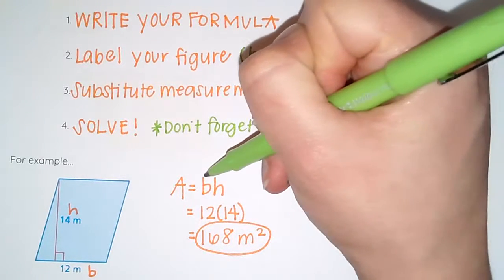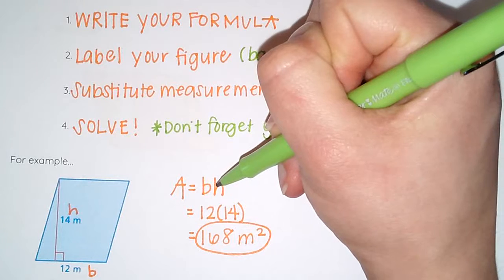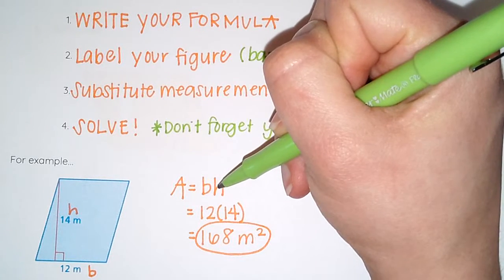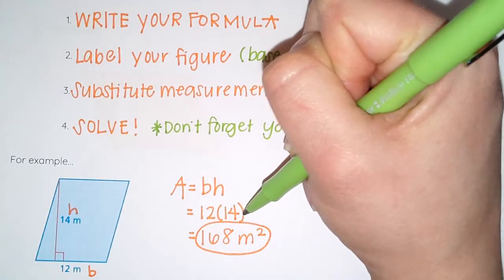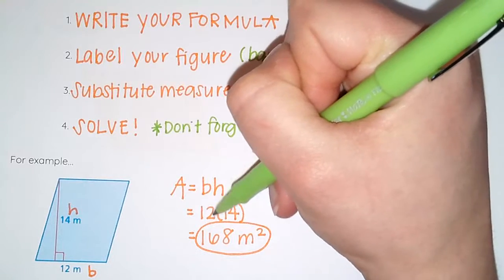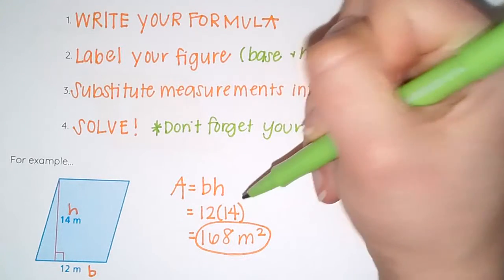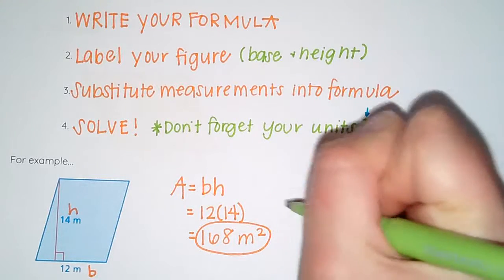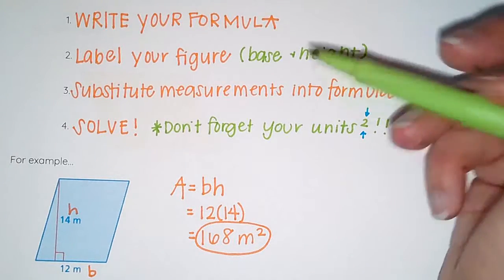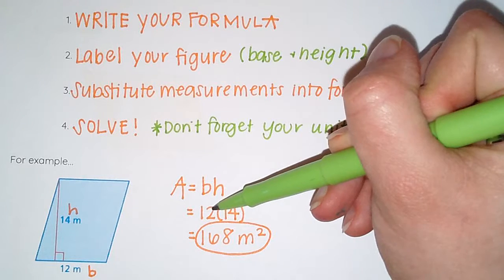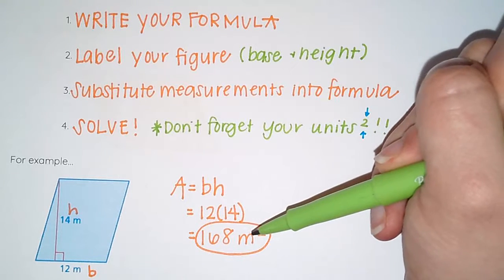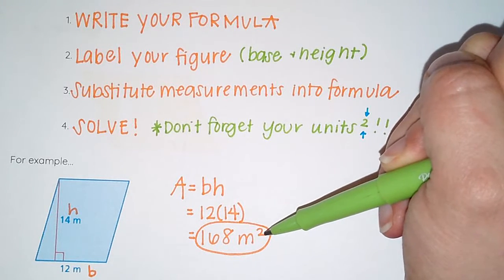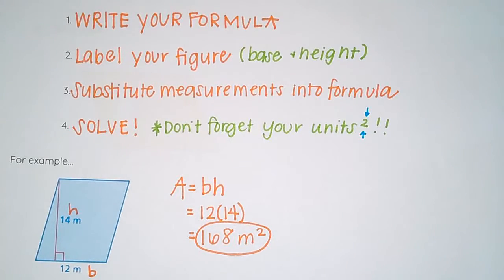Now remember here, BH, that means we are multiplying because our variables are next to each other. Now, I can't keep these next to each other. I need a symbol of sorts. We cannot use the X. I typically, in these cases, use the parentheses, although a dot is fine as well. From here, I multiply together 12 times 14, and that gets me 168 meters squared. And that's my area.